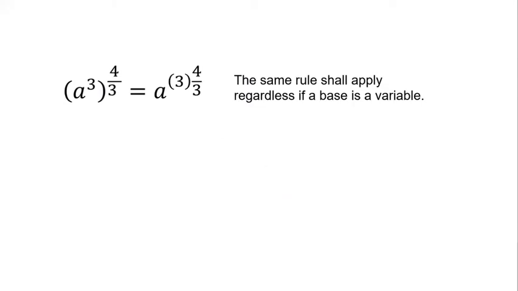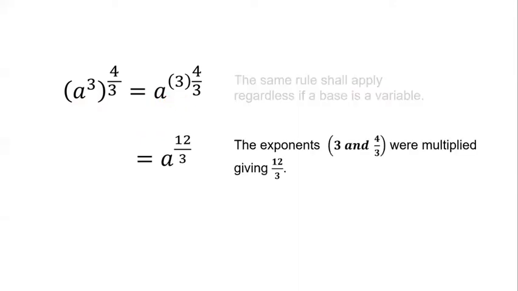Example 3. The same rule shall apply regardless if a base is a variable. Ang kaibahan lang kapag variable is that wala ka nang i-rewrite na number as base and exponent. As is na siya. Kaya, diretso lang na i-multiply yung mga exponents. That is numerator times numerator and denominator times denominator.